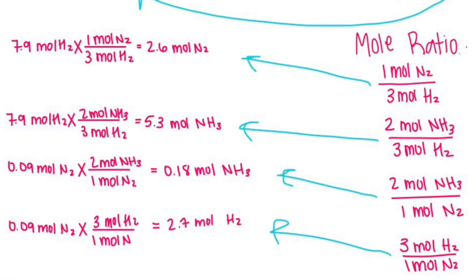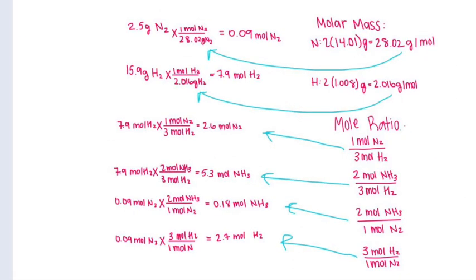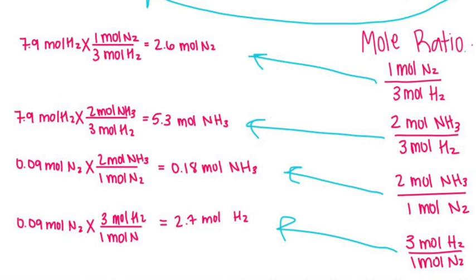For 7.9 moles of H2, you would need 5.3 moles of NH3, and for 0.09 moles of N2, you would need 0.18 moles of NH3. And for 0.09 moles of N2, you would need 2.7 moles of H2. From the calculations below, we fill out the table.